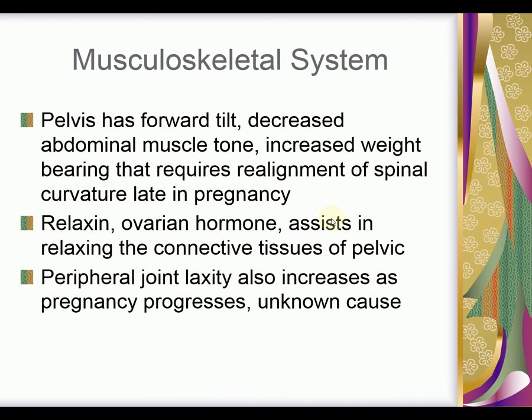Okay, musculoskeletal system. There's a change in everything. I don't think there's anything in your body that's not affected by your pregnancy. And we're almost to the end of this chapter. Aren't y'all so thrilled? Pelvis has forward tilt. We'll have a decreased abdominal muscle tone. We're not able to tighten those muscles up.